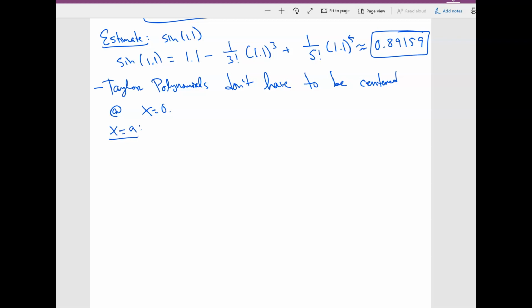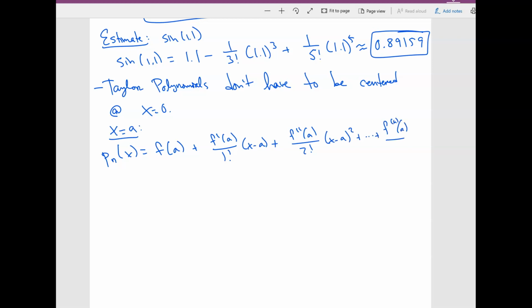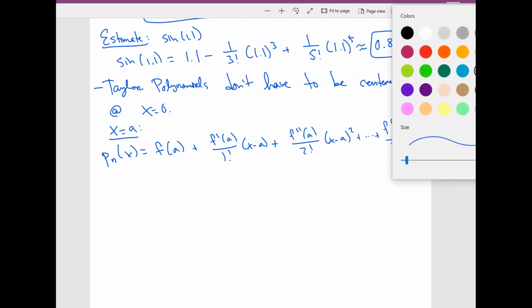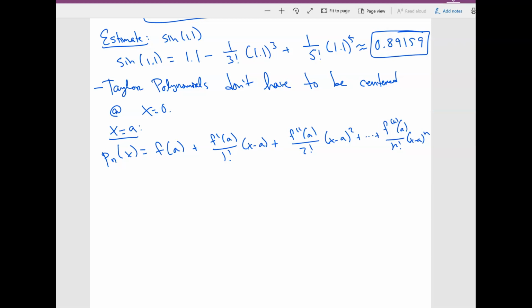So let's say I wanted to center it at some value a, then the nth degree polynomial centered at a would be f of a, so any number that I want to plug in, plus f prime of a over 1 factorial times x minus a plus f double prime of a over 2 factorial x minus a squared plus all the way until I get to the nth derivative over n factorial x minus a to the nth. So notice that the only thing that changed in this case was that you are now plugging in a instead of 0, and then instead of the x you have x minus a. Okay, but nothing else has really changed.